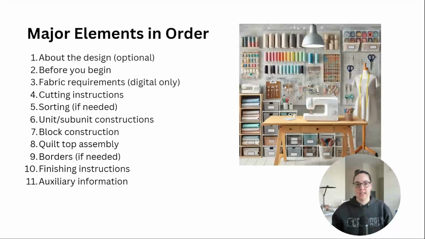If you're using those things, if it's just an amalgamation of standard shapes and units, that's fine. But we want to kind of get all of this unit and subunit construction out of the way first. And then we'll go into block construction, quilt top assembly, right? So we're starting at the smaller units and then they get bigger and bigger and bigger with each section. But you do want to call these out as their own sections. You don't want to just cram it all together into one big long set of assembly instructions.